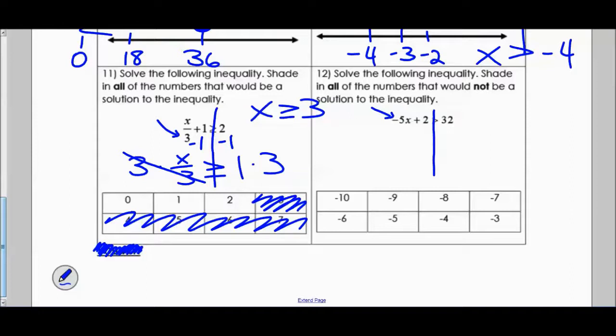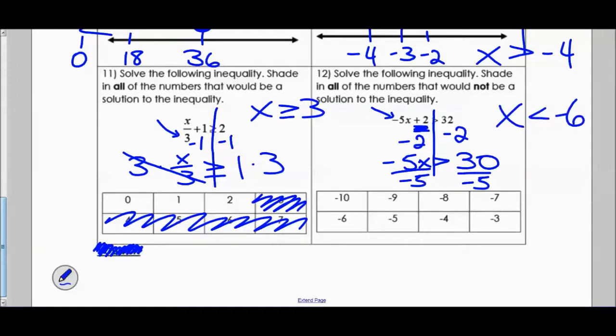But right now, we'll get rid of the number that's not attached, which is this 2. I'm going to do that by subtracting 2 on both sides. That's negative 5x is greater than 30. And now we're going to divide by this negative 5. This is multiplication. We're going to do that with division. And this is the only time when our inequalities are different from equations. We flip this sign, giving us x is now less than negative 6.